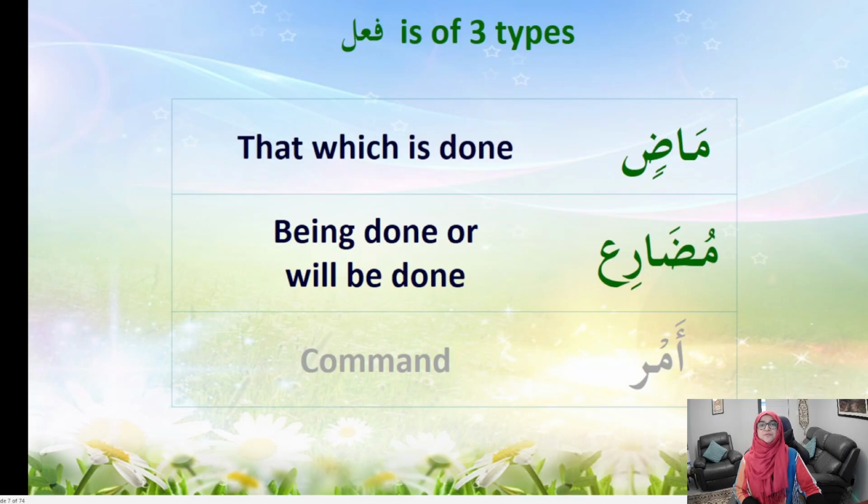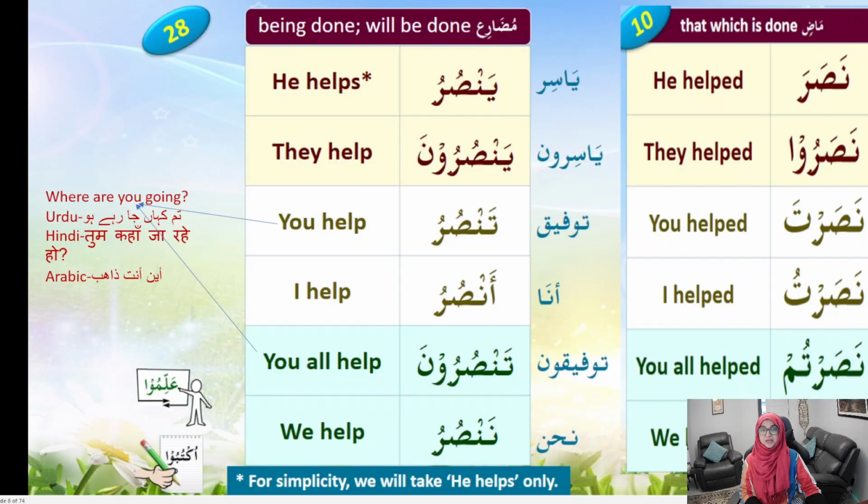Okay, so fa'al, the verb, is of 3 types. One is madi, that which is done. One is mudari', that which is being done right now or will be done later. And the next one is amr. Amr is a command or order, which we have still not done. Inshallah, we will do it in the next class.